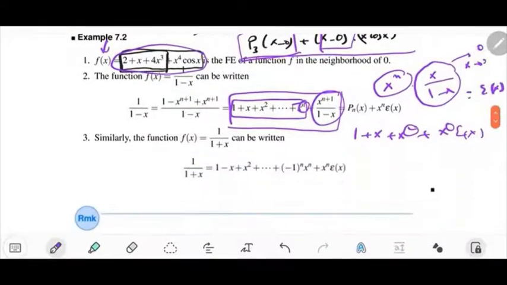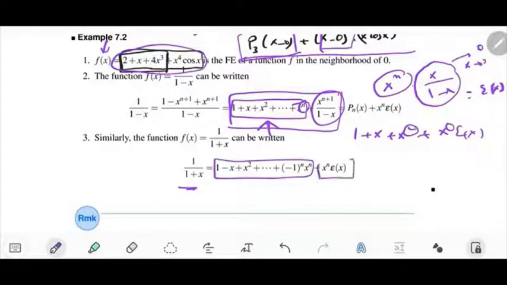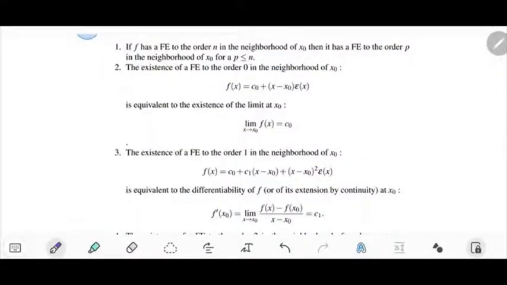We can also write the function 1 over 1 plus x in the same way as in here, replacing x by minus x. So we will have this expression as the regular part and this in here the remainder. Of course, epsilon of x in here is also equal to x over 1 plus x. So let's check this remark.